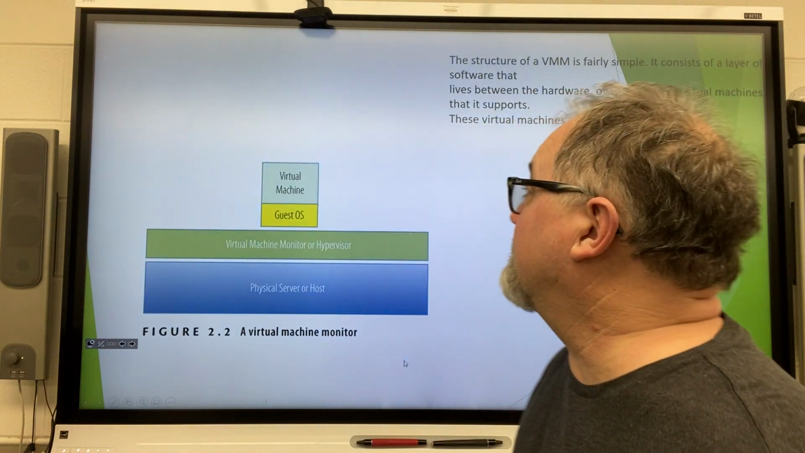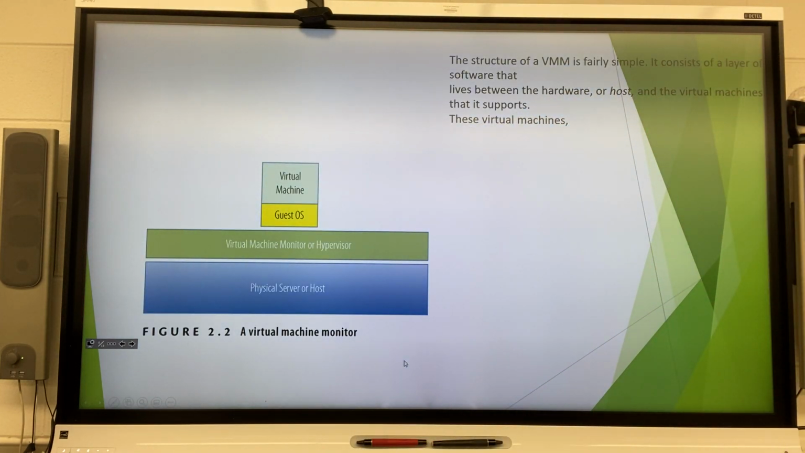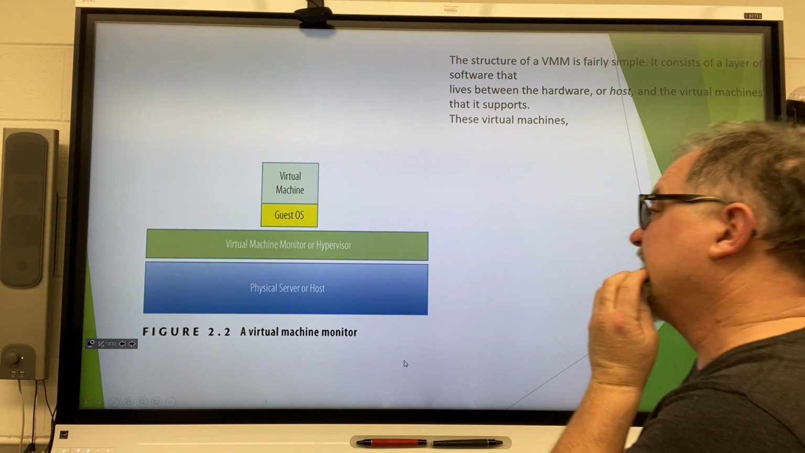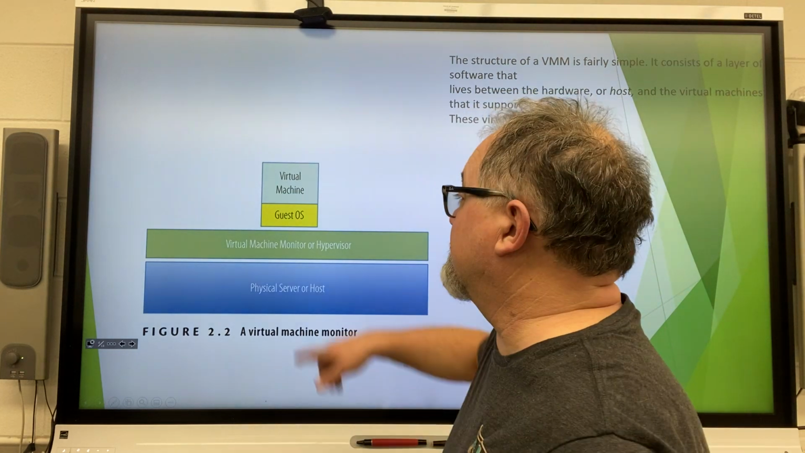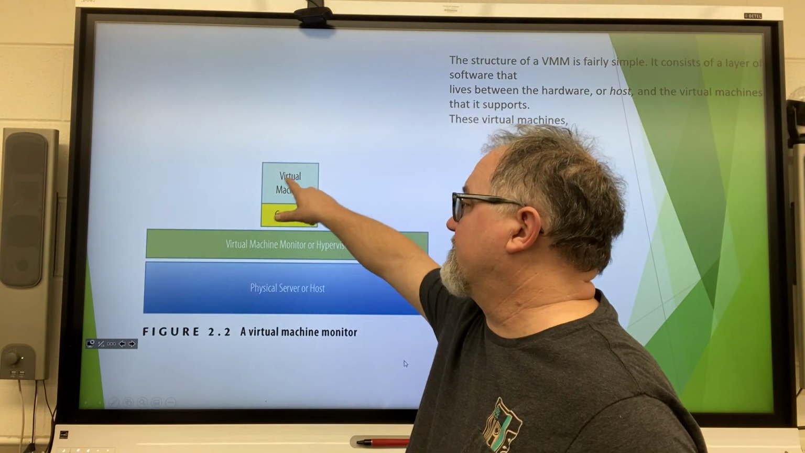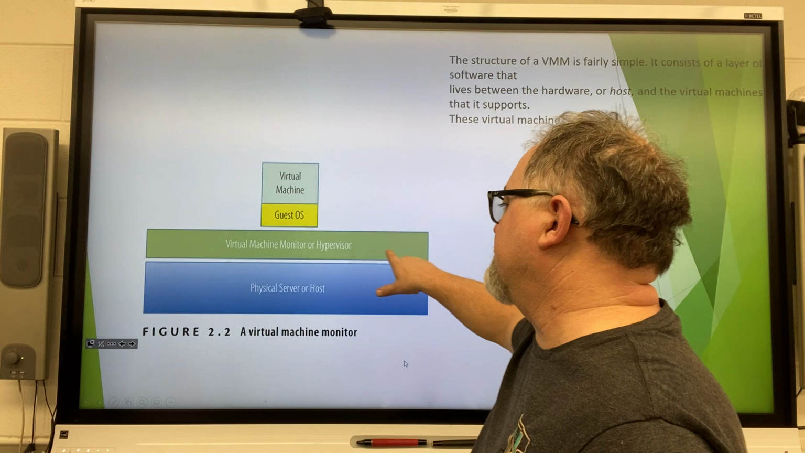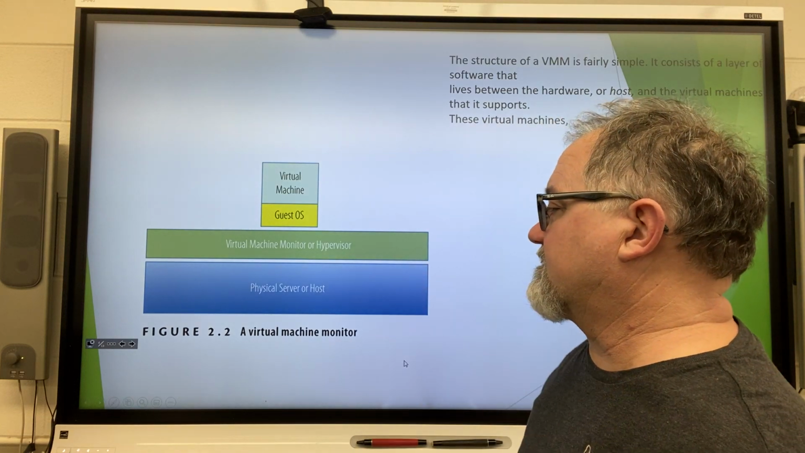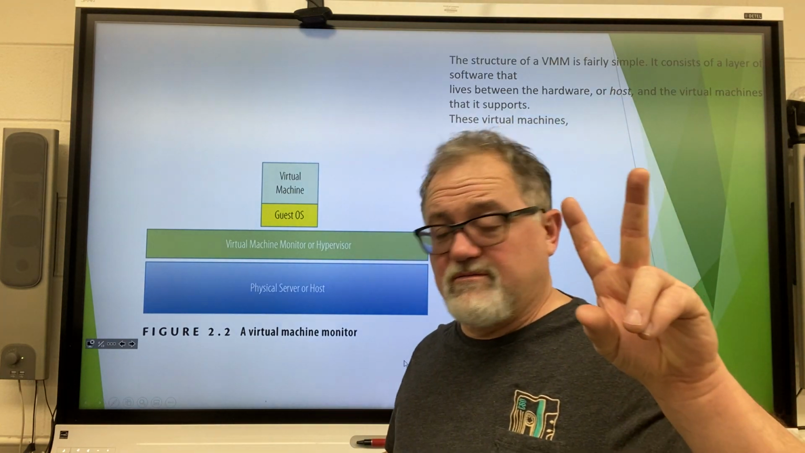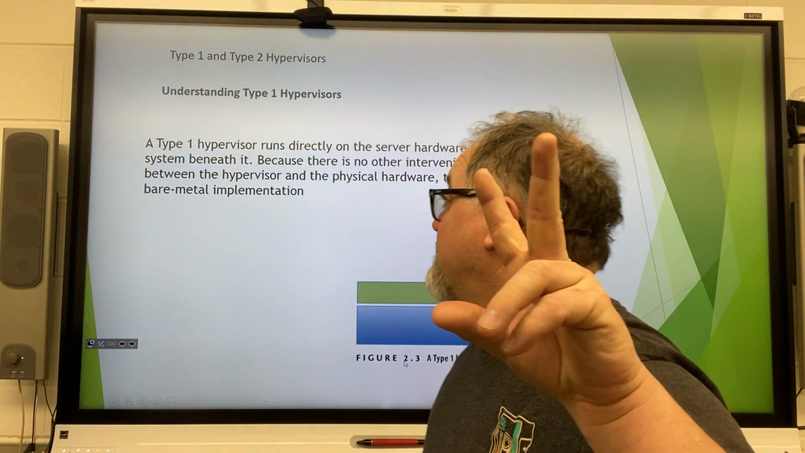All right, so here we go. The structure of a VM is fairly simple. It consists of a layer of software that lives between the hardware host and the virtual machines. So here's a guest operating system, the virtual machine, the virtual machine monitor or hypervisor, and the physical server host. Now we're going to talk about the two types of hypervisors.